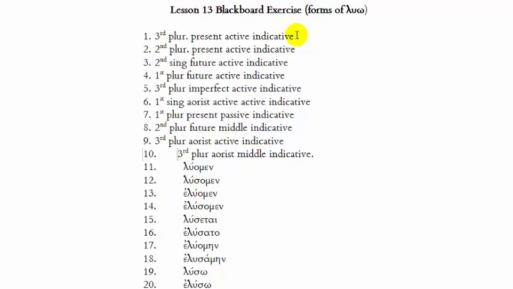Let's move the cursor up here. The third plural present, and these are all forms of luo, by the way, okay? And later blackboards will do forms of any verb, but let's just start with our paradigm verb first. Okay, so the third plural present active indicative, what would that be? Well, it's luousin, right?